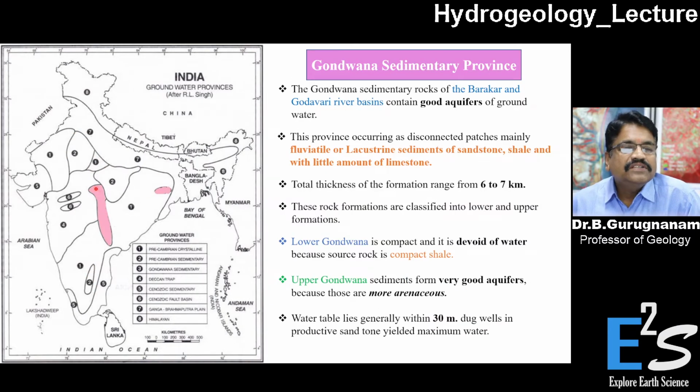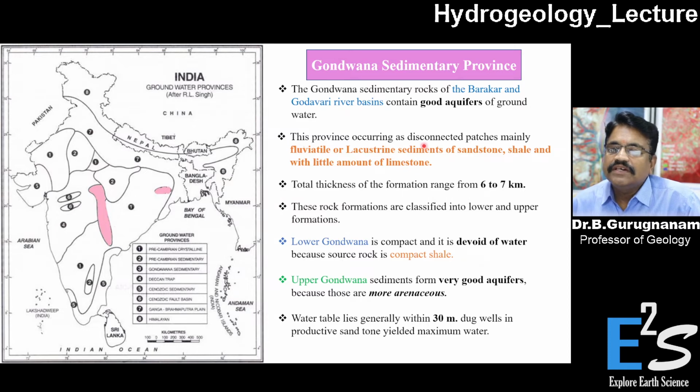Coming to the Gondwana sediments. This is Precambrian, and this is Gondwana. The Gondwana sedimentary rocks of the Barkar and Godavari river basins contain good aquifers. Yes, Gondwana normally has good aquifers.